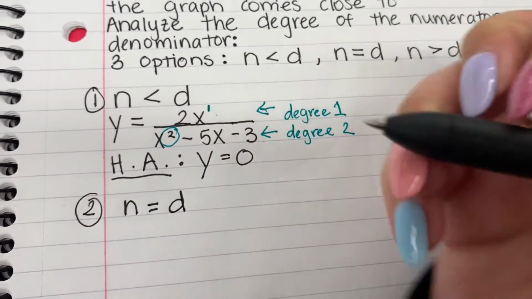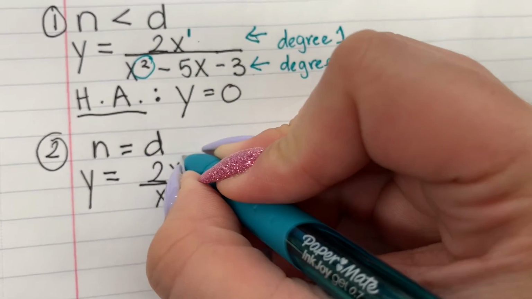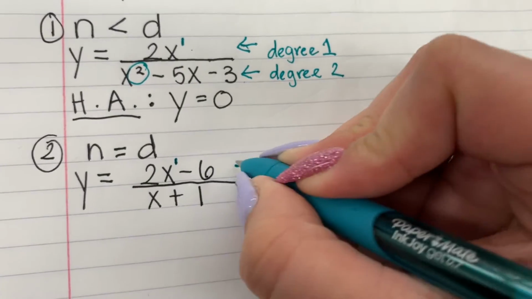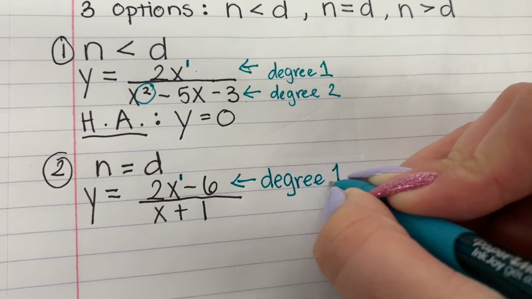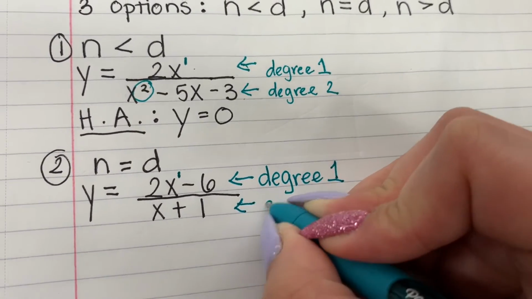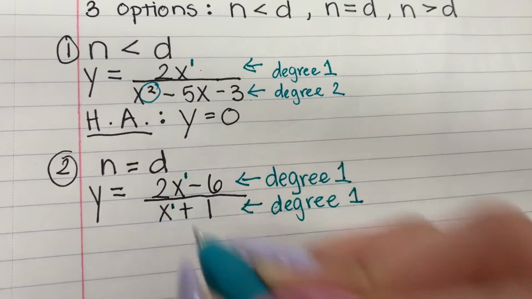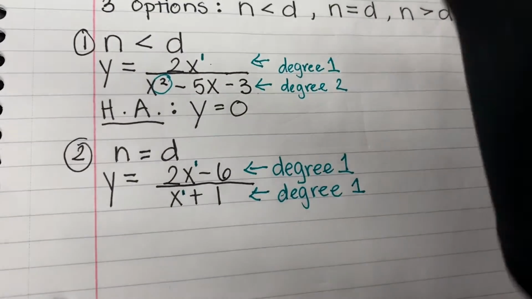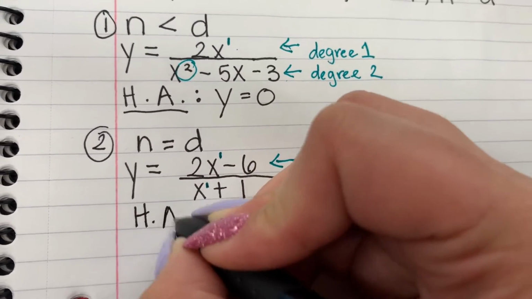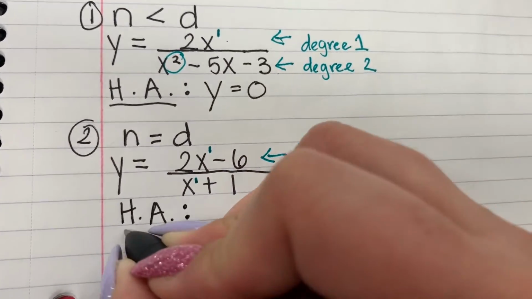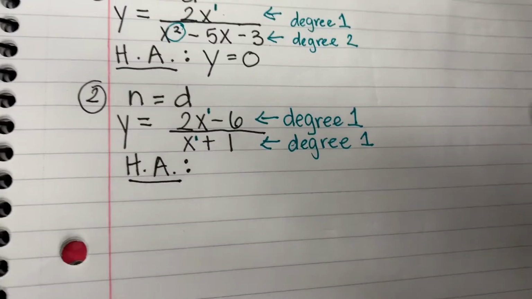Let's talk about that second option that you could have where the numerator's degree is equal to the denominator's degree. So when I look at this particular rational function, I see 2x to the first. So we're looking at the largest exponent in that binomial. And here in the denominator, we also have degree 1 because we have another linear binomial. So when the numerator's degree is equal to the denominator's degree, the horizontal asymptote is going to be, now listen carefully, the ratio of the leading coefficients in the numerator and the denominator.